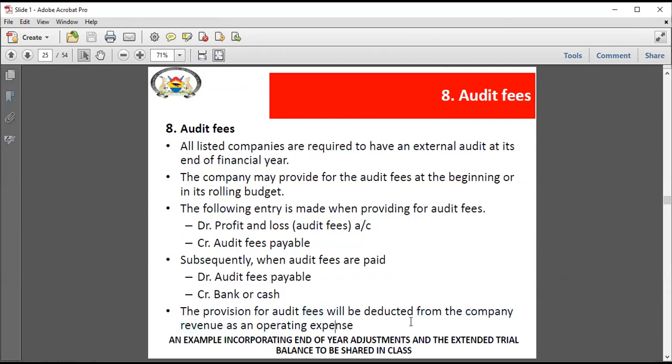The provision for audit fees is deducted from the company as an operating expense. Like I told you, it's an expense, definitely, but you've not paid it. So we are bringing the accrual concept here. Even if we have not paid, we are going ahead to make an accrual for that transaction. Okay.